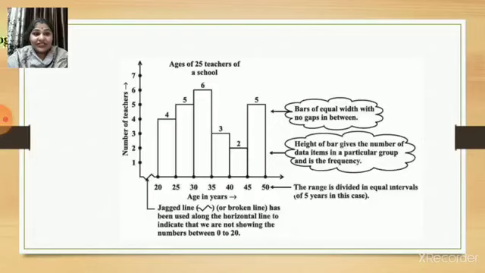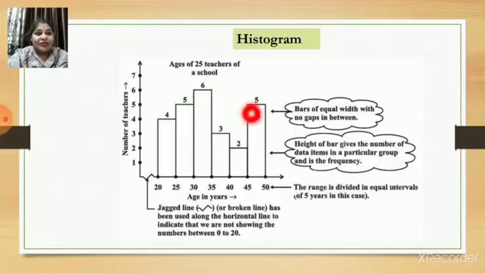Let us proceed, children. This is histogram, right? We have seen this, like for example, here an example is given of a histogram. So the height of the bar gives the number of data items in the particular group. That is nothing but the frequency. Okay, the height of the bar shows the frequency, right? So bars should be of equal width, and there should be no gap between the bars.